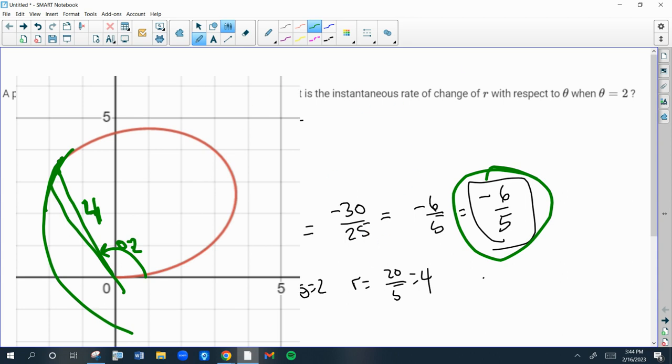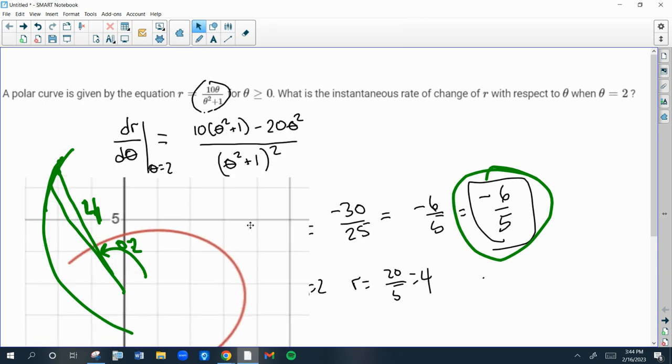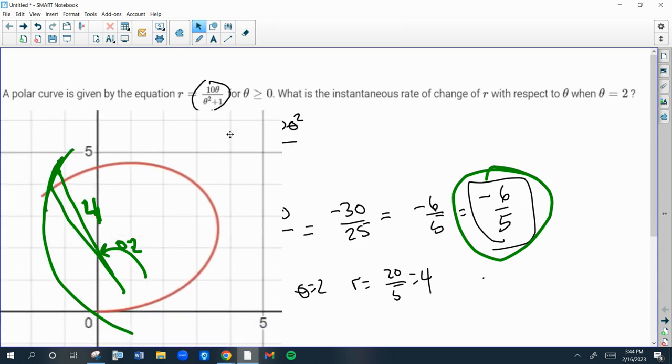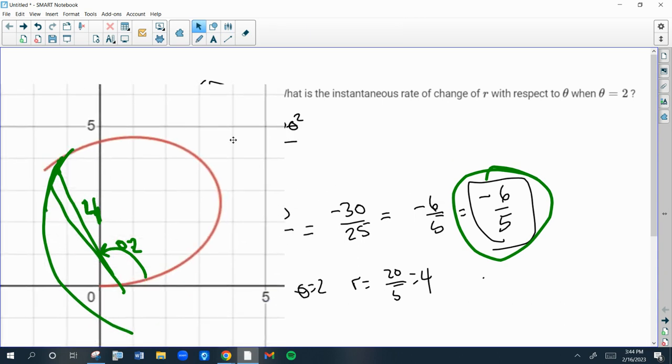So there's another video where I'm going to do a similar problem with polar coordinates, but I'm going to figure out what dy/dx is, and that's going to tell us something very different. So stay tuned for that, and I'll see you next time.